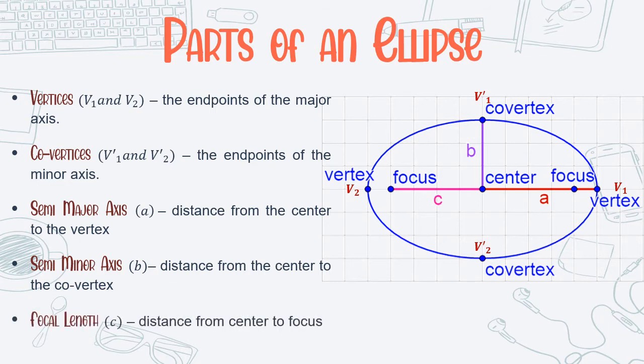The next one, we have the focal length. So again, just like a parabola, we'll also have a focal length because we have foci. So the focal length is again the distance from the center to the focus or to one focus. Now, if the focal length is denoted by a in our parabola, in an ellipse, the focal length is denoted by c.